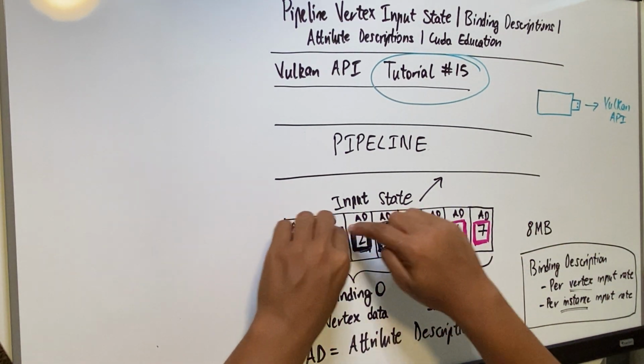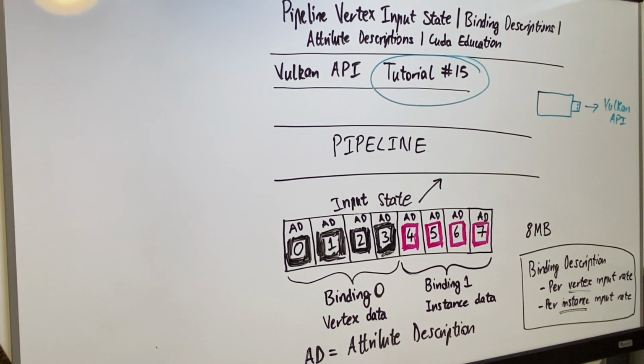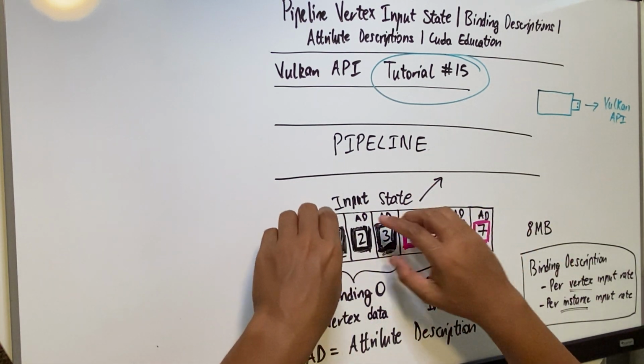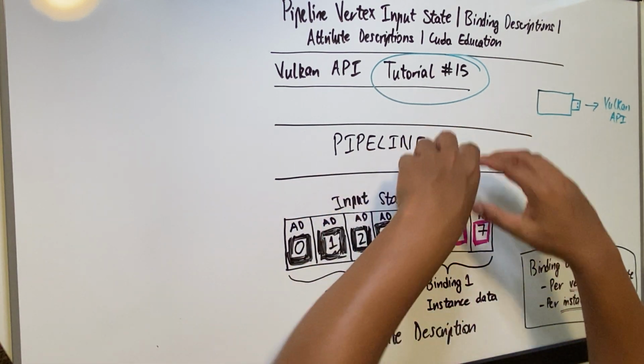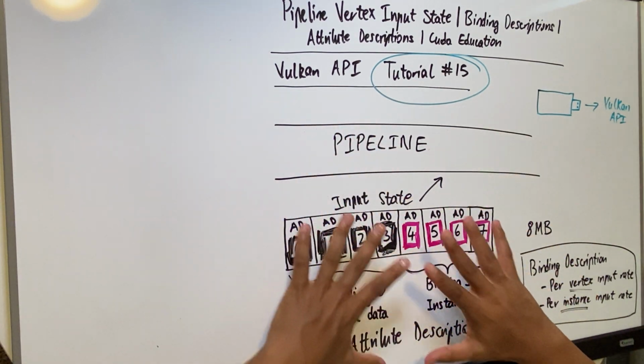Attribute description is specifically what's in each location. You can't just have attribute descriptions alone. You can't just have binding descriptions alone. You need to have the two of them as part of the input state that is consumed into the pipeline creation process so that the pipeline knows exactly what it is dealing with.